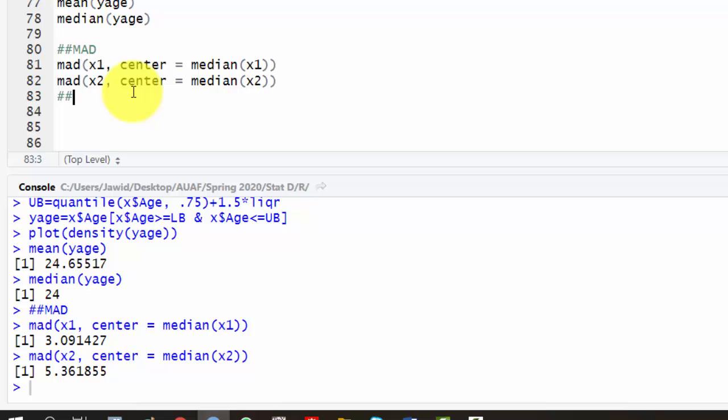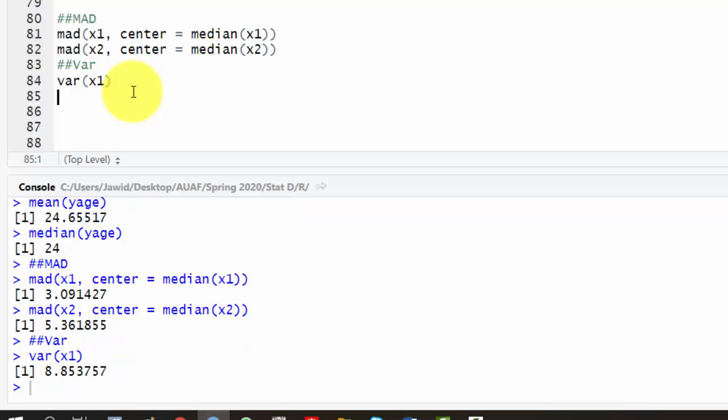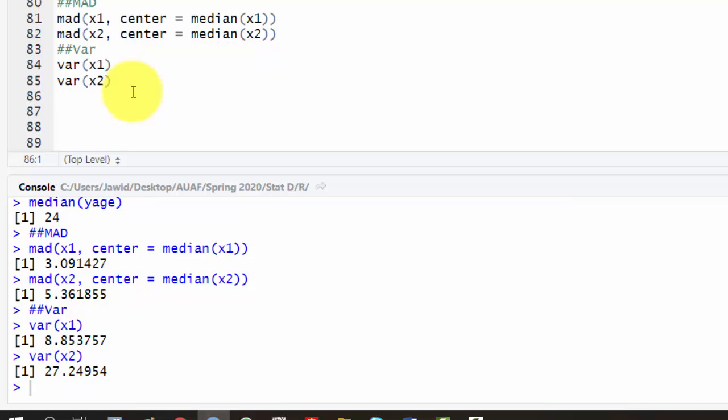The next measure was variance, and if you remember, I told you in class that the variance has an interpretation problem. Nevertheless, let's see how we calculate the variance of x1, which is 8 point something, and the variance of x2, which should be a higher number. Now you see the variance of x2 is 27, the variance of x1 is 8, but we cannot interpret these two numbers. Nevertheless, it shows that x2 has a higher variation.